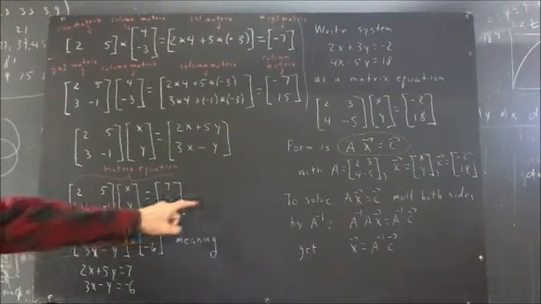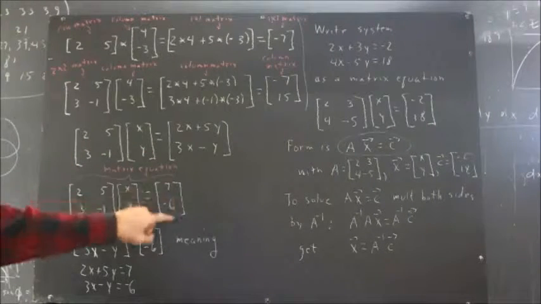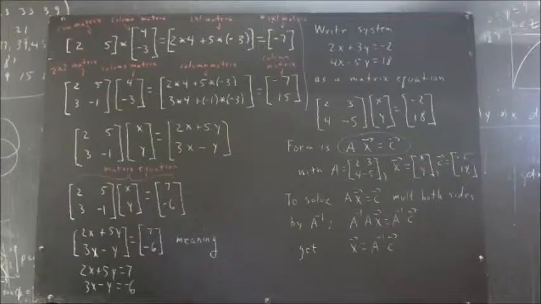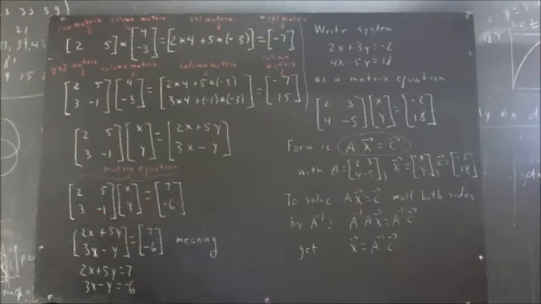Now, what we have here is something very much like this, but we set it equal to 2 numbers, a column vector consisting of 2 numbers. This is what we call a matrix equation. And a solution to this matrix equation is a value of x and a value of y that makes this true.